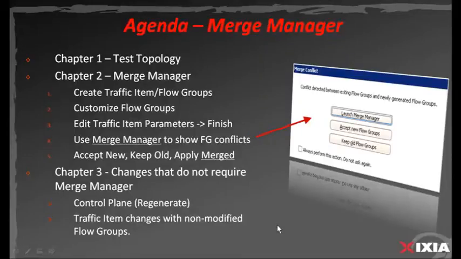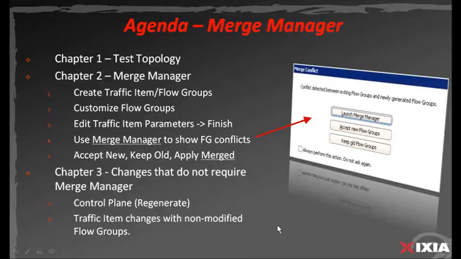In this IxNetwork video tutorial, we are covering the Merge Manager. The Merge Manager is a feature introduced in IxNetwork 5.40 that allows a user to merge changes at the flow group level together with changes made at the traffic item level. This will help the user to quickly make global changes on the traffic item while maintaining the unique characteristics and configuration parameters of each and every flow group.